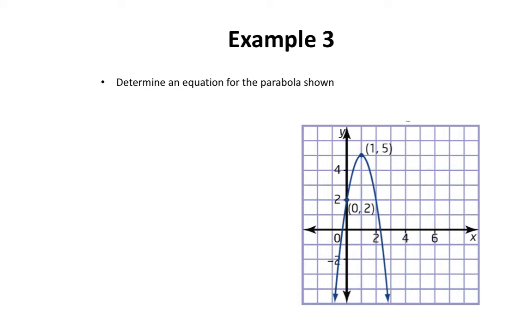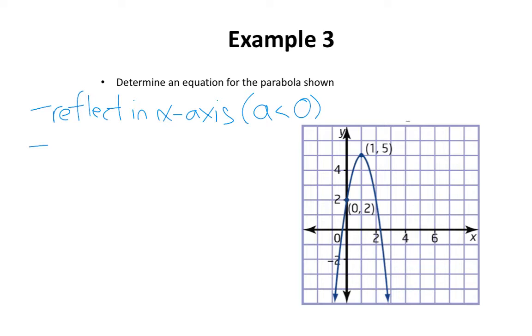In our last example, we want to determine an equation for the parabola shown in the figure. I'm going to begin this question by briefly describing the parabola. Right off the bat, I can see that it is reflected in the x-axis, which means that it is opening downwards. In other words, it is a frowning parabola. That should mean that the a value is negative. In other words, a is going to be less than 0.